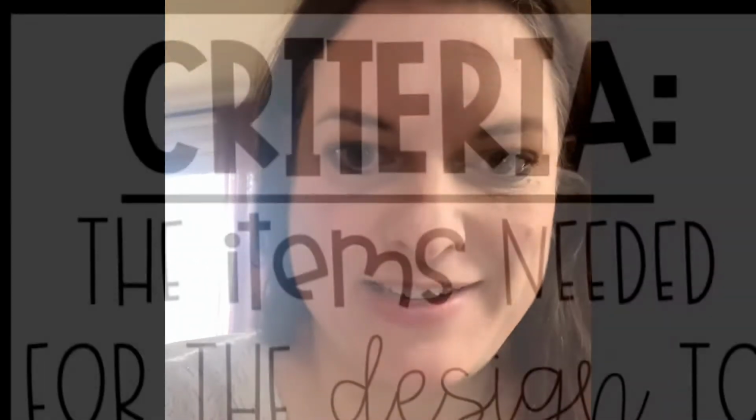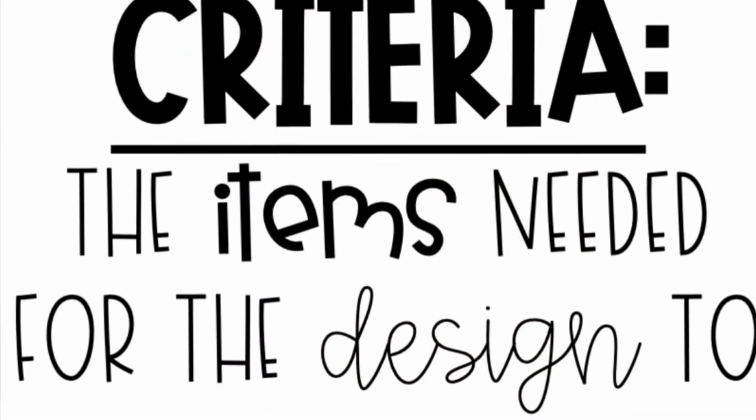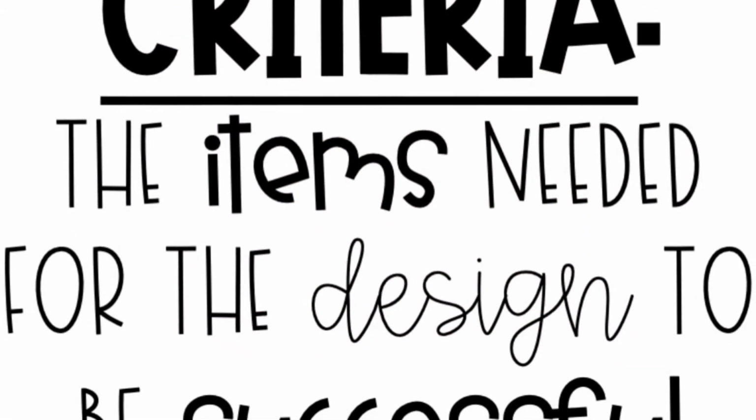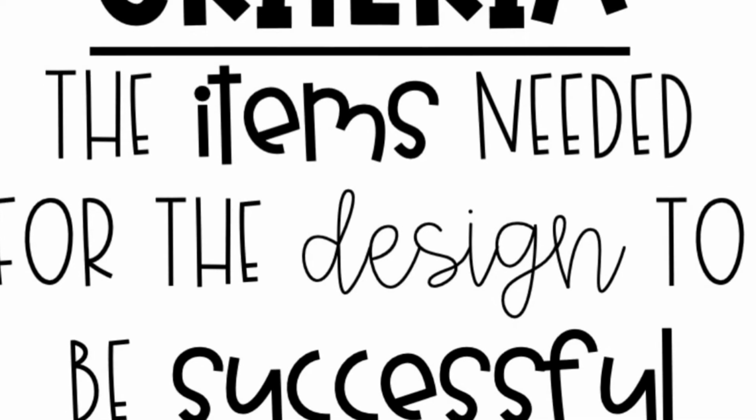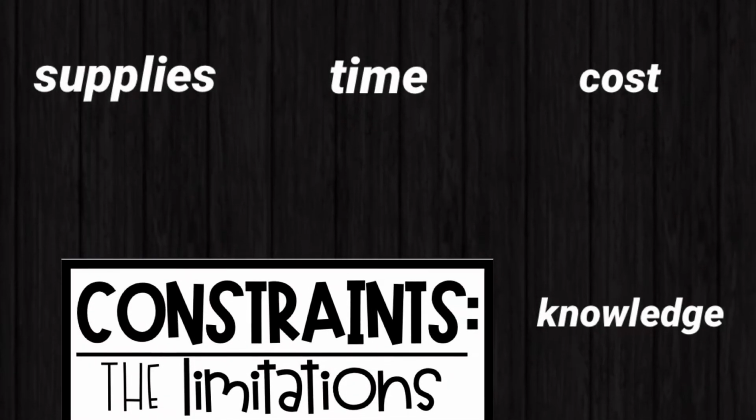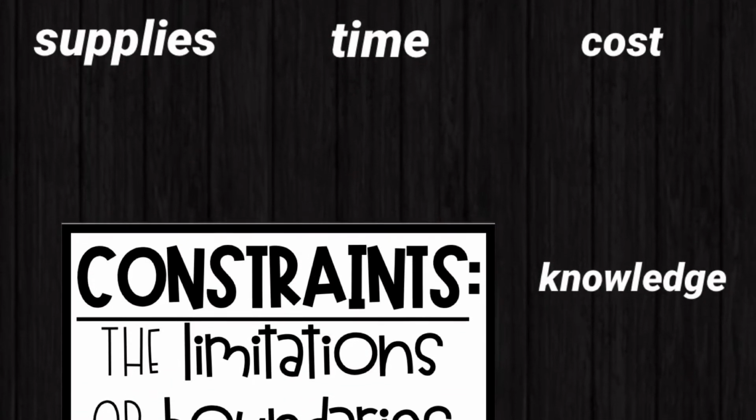Next, I want to talk to you about two important vocabulary words. The first one is criteria, and the second one is constraints. The criteria is the job that needs to be done. In all of our lessons, you will be building something. Constraints are the limitations or boundaries of the design.